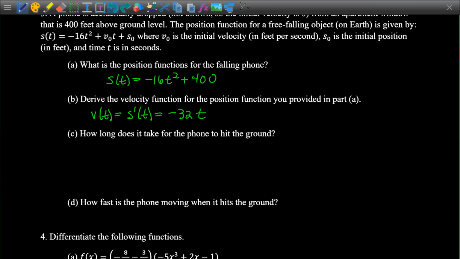How long does it take for the phone to hit the ground? Another way to ask this question is, how long does it take for s of t to reach 0? Because it's 0 at ground level. So we're going to take our position function, and I'll just write it like this. It's minus 16t squared plus 400, and set it equal to 0, and solve for t.